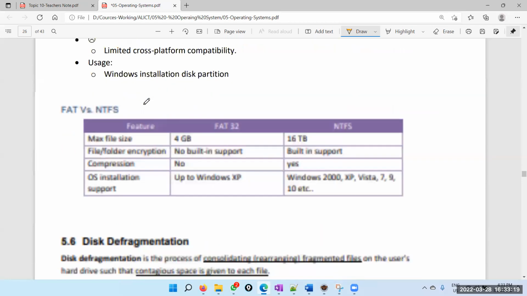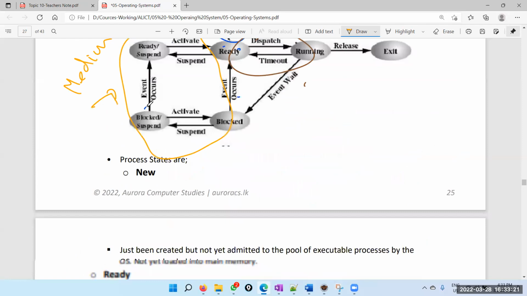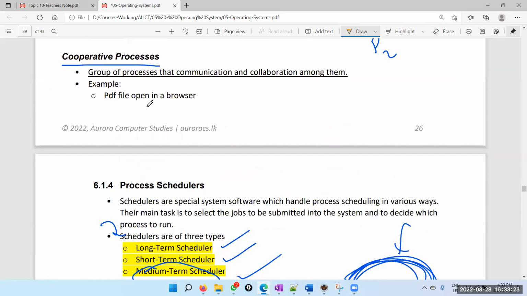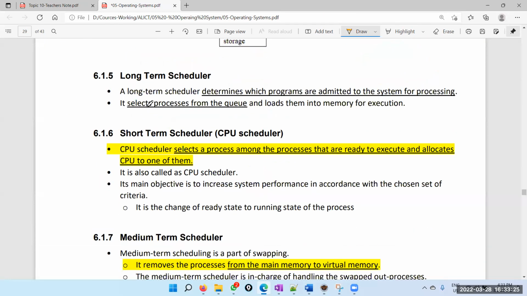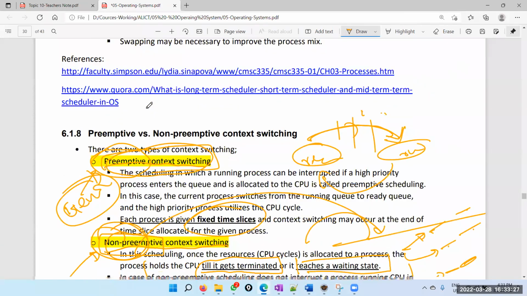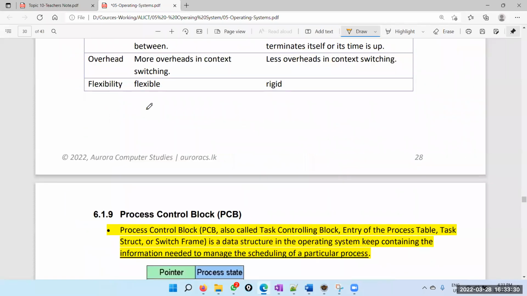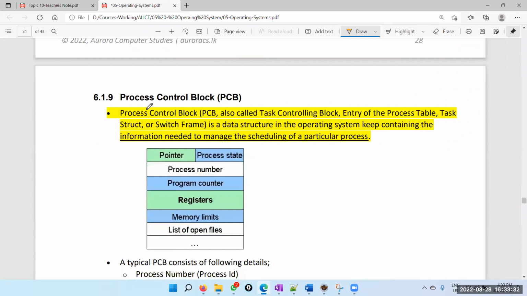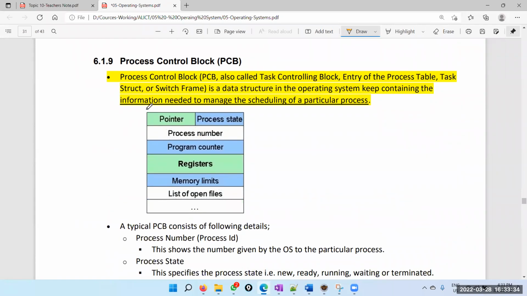Now, this is not related to the file control block. Just the name looks similar, that is why I reminded it. There's another concept in operating system called the process control block. That is FCB, this is PCB.